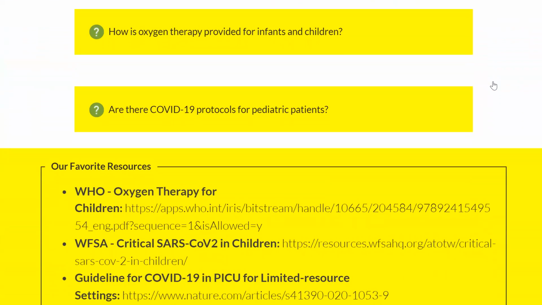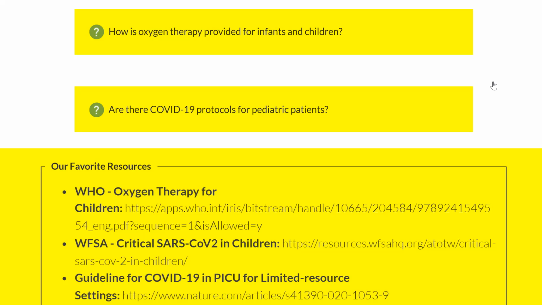How is oxygen therapy provided for infants and children? The same oxygen devices that are available are the same ones that you'd also use for infants and children. You have your nasal prongs, your masks, your mask with a bag. These are the same devices that you can use to give oxygen depending on the levels of oxygen in the patient. So just the same protocol, they're given at different liters per minute, is the same thing.